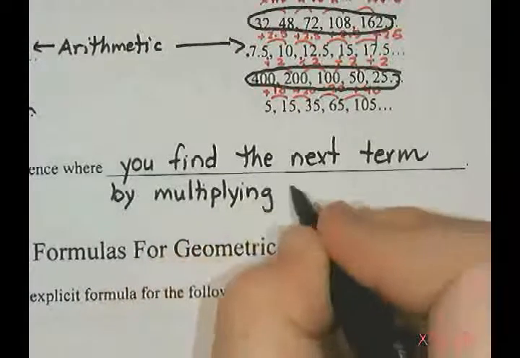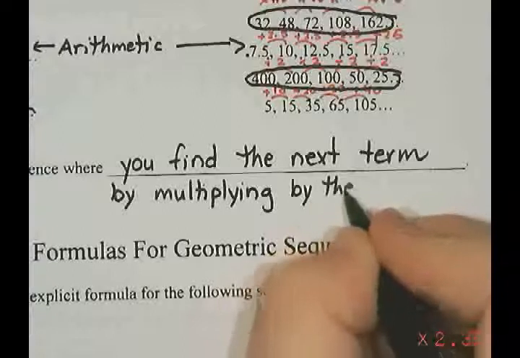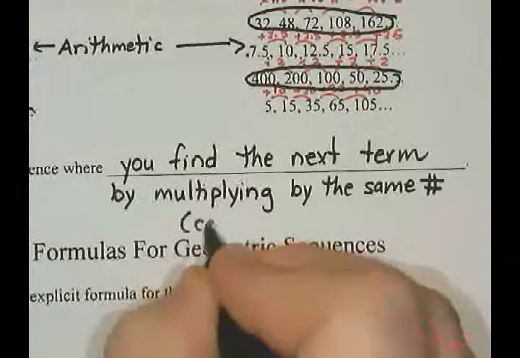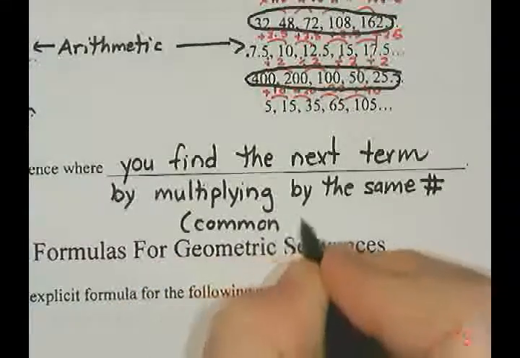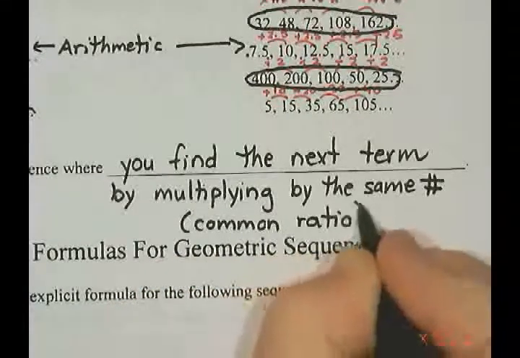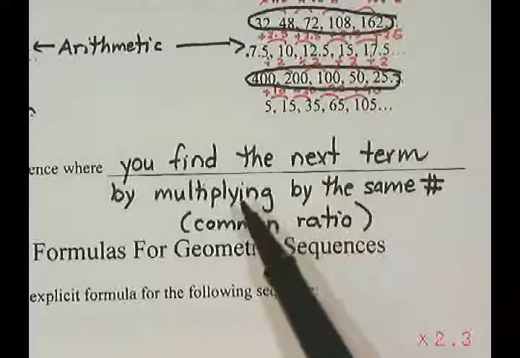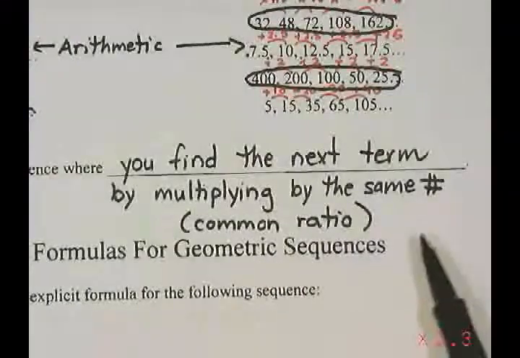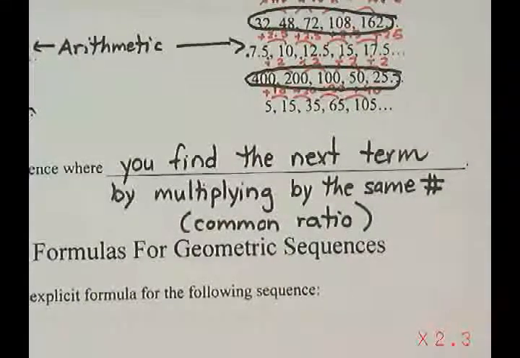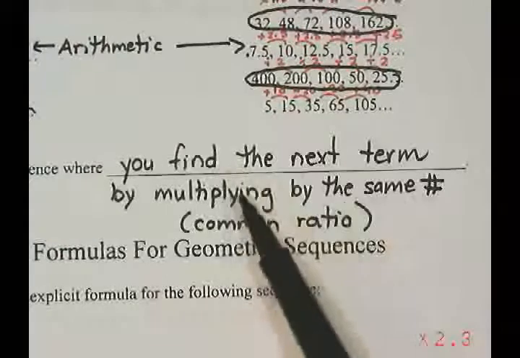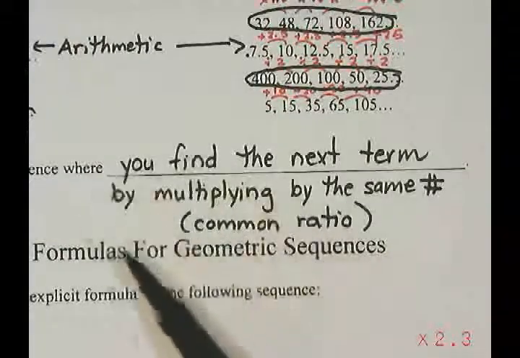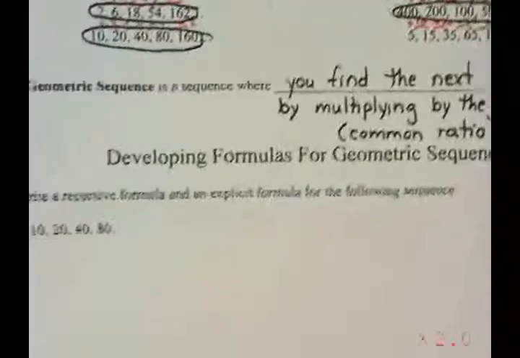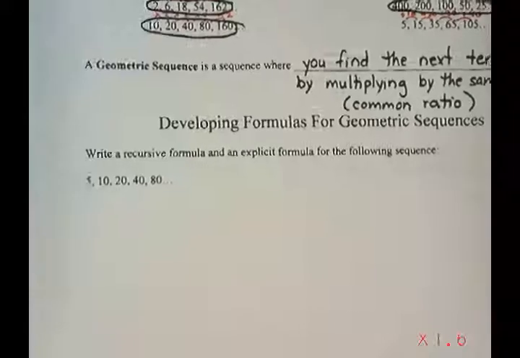I'm actually going to say multiplying by the same number. And I'm going to write underneath that that's the common ratio. Now you are going to notice I did not put dividing, because when we divide, we're going to accomplish that by multiplying by a fraction instead of actually using a division sign. So I did just write multiplying, but it does also encompass dividing because we can do that using fractions and decimals.